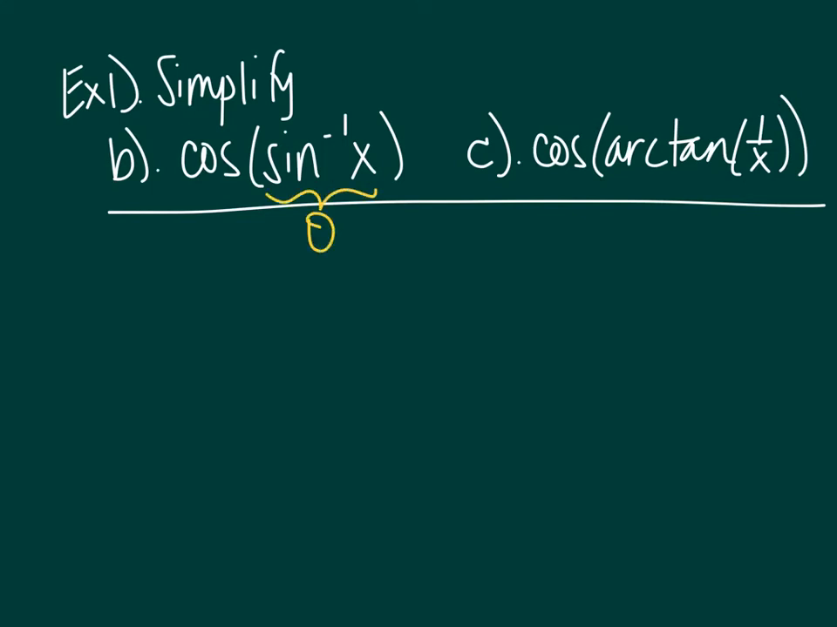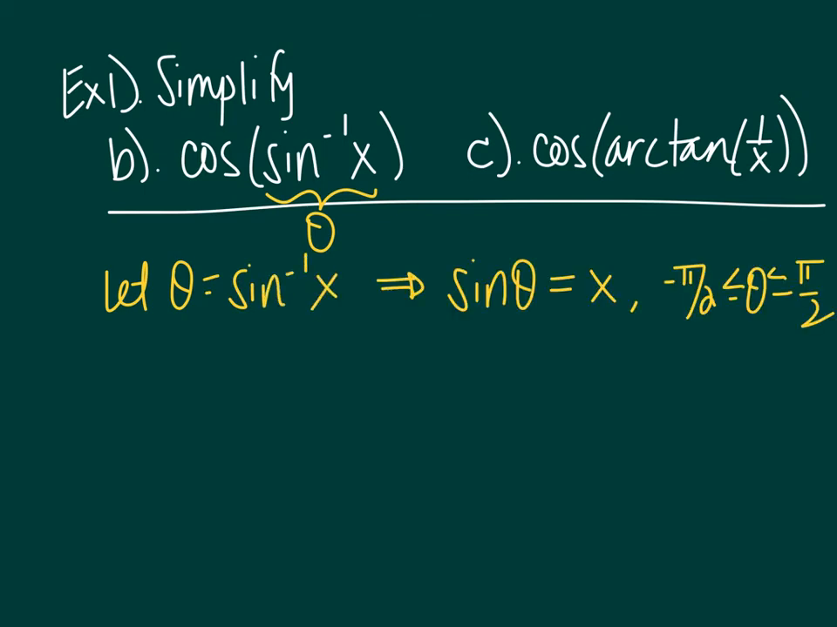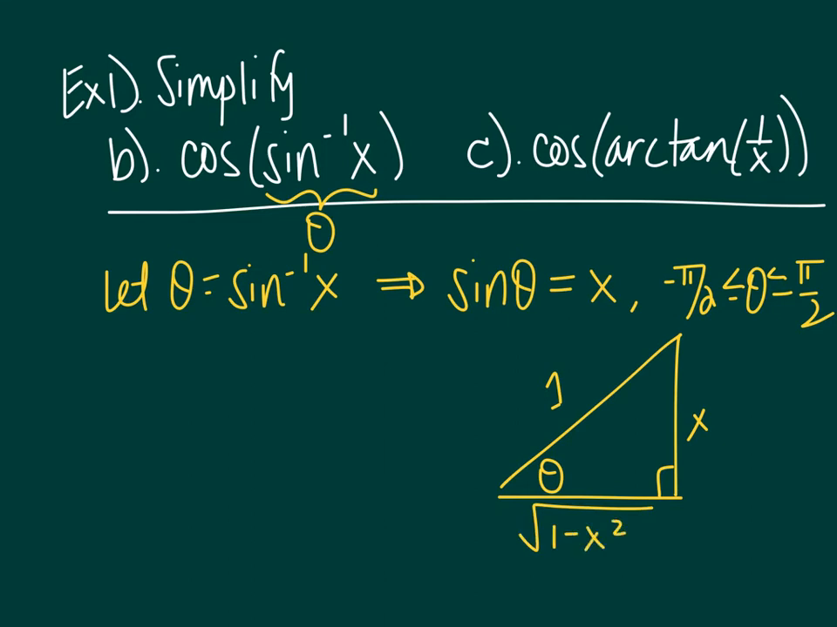Okay, so for the first one, let's let theta be my inverse sine, and that means that I have this for theta between negative pi over 2 and pi over 2. So that means my reference triangle, sine is opposite over hypotenuse, and so that means this side has to be the square root of 1 minus x squared. And now that means, according to this, I can take the cosine of this angle, and I'm going to get square root of 1 minus x squared over 1.